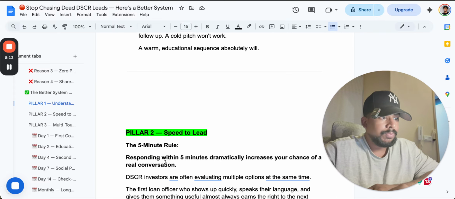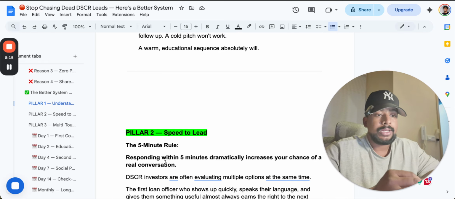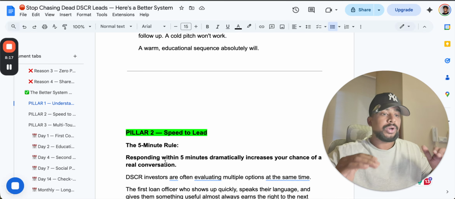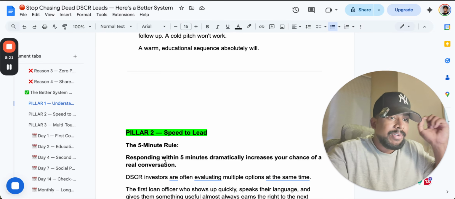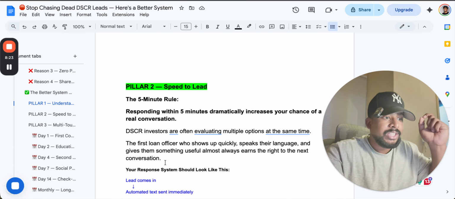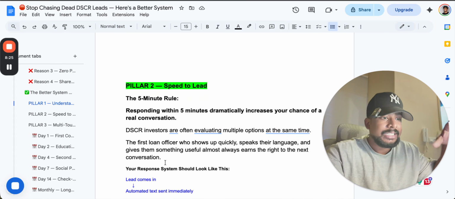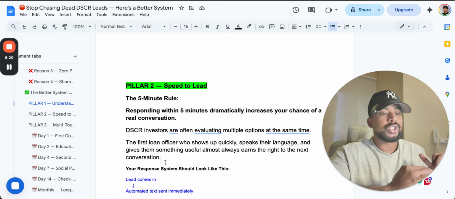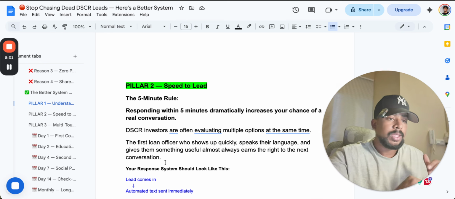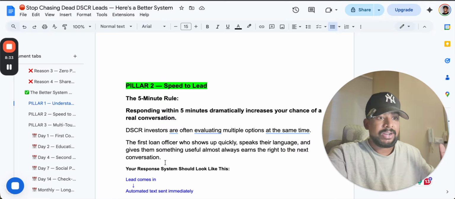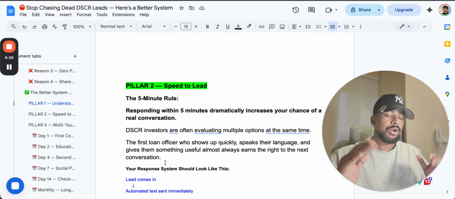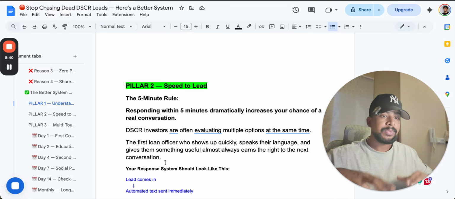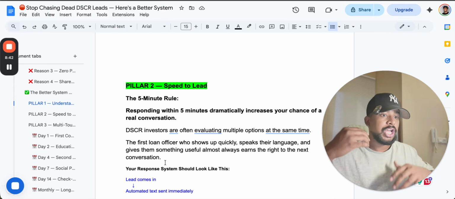Now, number 2 pillar, which is speed to lead, the most important factor for closing more deals. You have to follow a 5-minute rule. Responding within 5 minutes dramatically increases your chances of having a real conversation. And this has been shown in every industry. The Harvard people have done research on this about follow-up. So the faster you follow up, with your lead speed within 5 minutes, the higher the response you get.